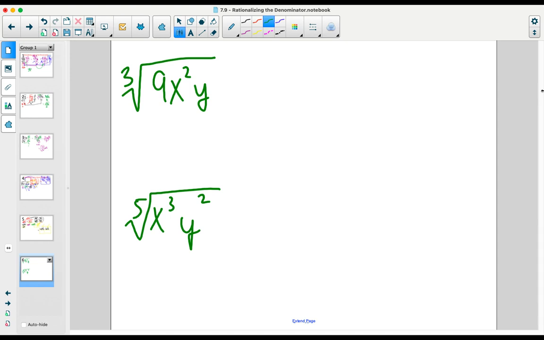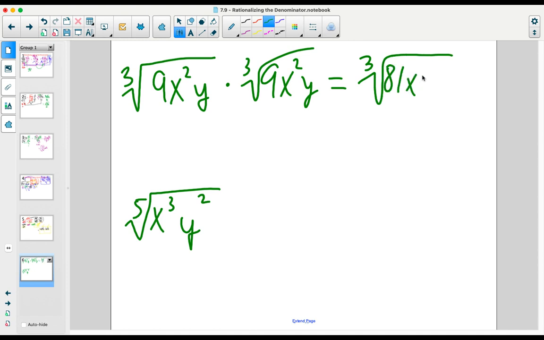But in this case of higher indexed roots, and here we have a third root and a fifth root, it's important to choose your radicand so that it is something that you actually can take that root of. If I just chose root 9x squared y, and I wanted to do my rationalization with that multiplication, I would get the third root of 81x to the fourth y squared.